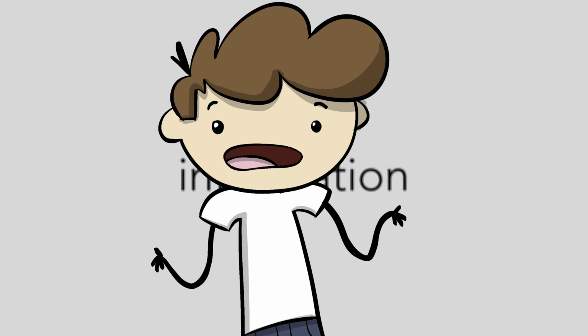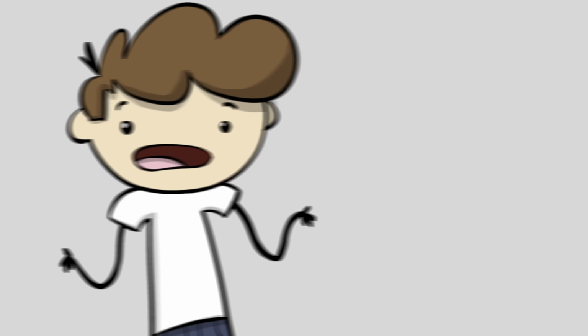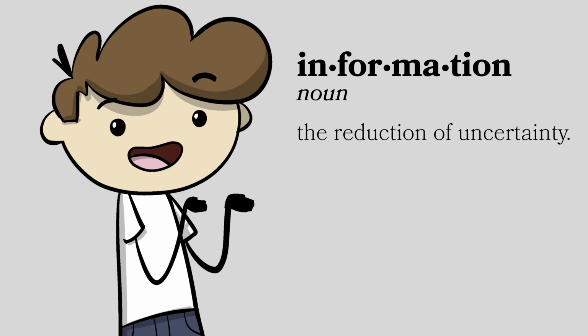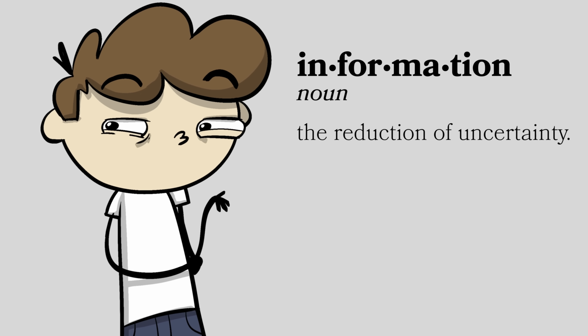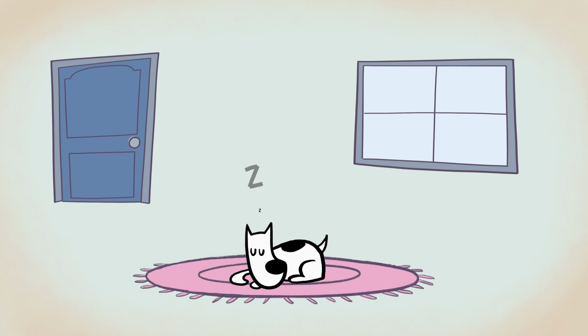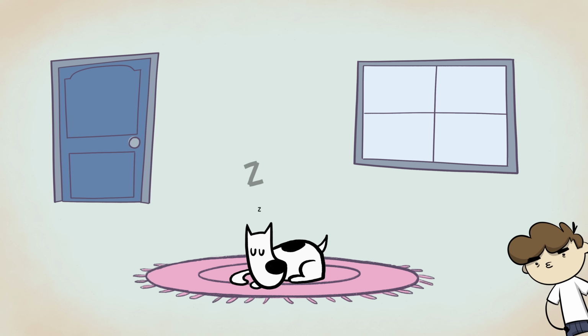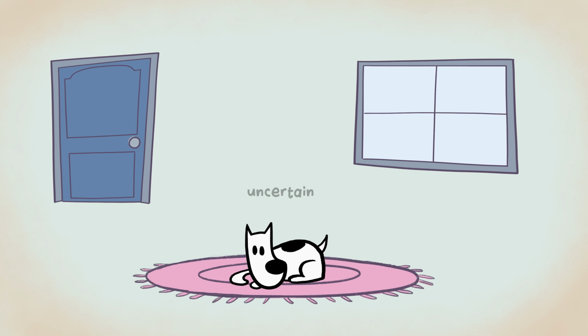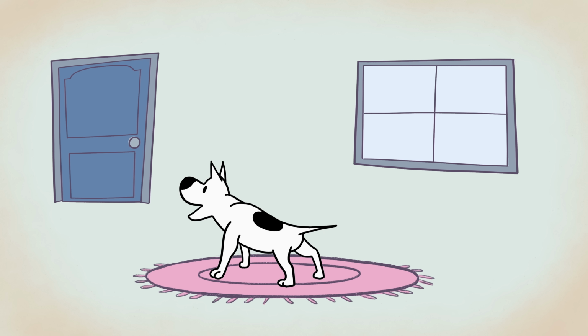But what is information? The reduction of uncertainty. That's not super helpful, I get it. Imagine you had a dog that was asleep. Oh, what a good boy. But shh, he's sleeping. You don't know what he might want. You're uncertain. He's not providing much information. But if he woke up and started barking at the door, maybe he wants to go outside.